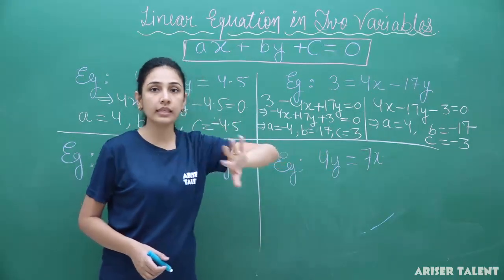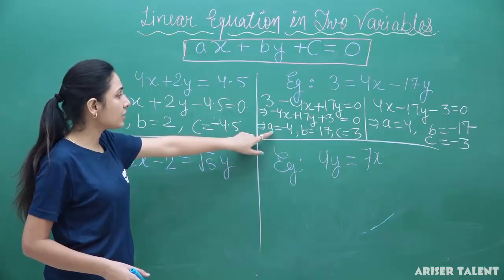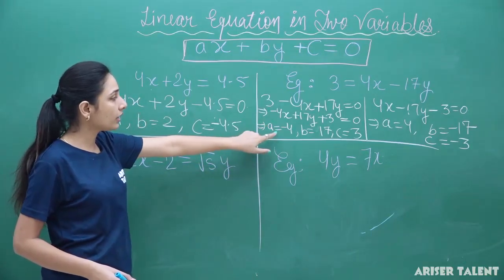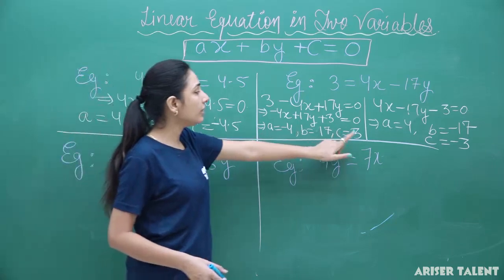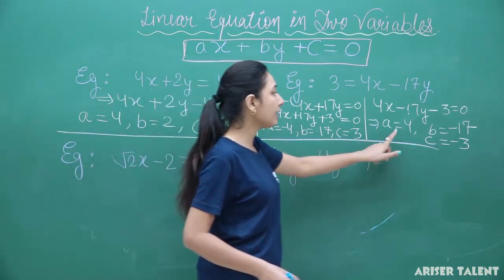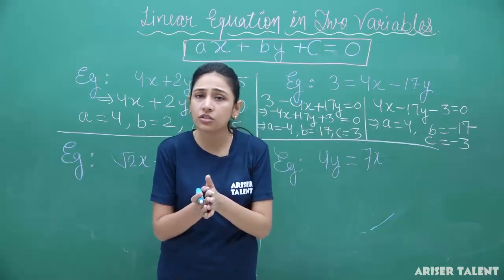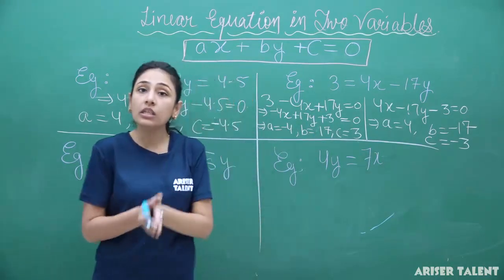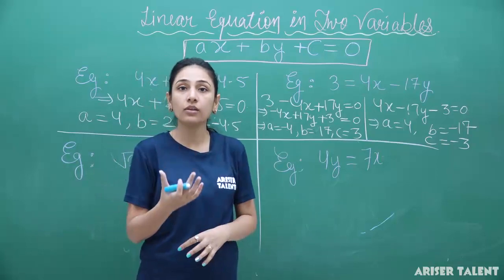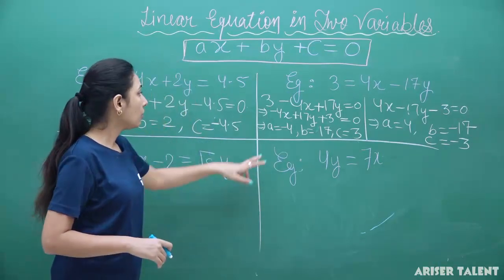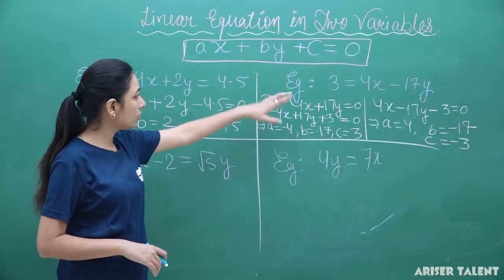You can do it in any way, because in the first method your answer will be minus 4, 17 and 3, right, and in the second your answer will be 4, minus 17, minus 3. The value of the constant is not going to change, students. Only what is going to change is the sign of the coefficients or constants. So this is about it.